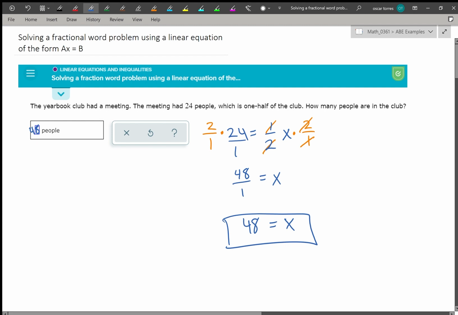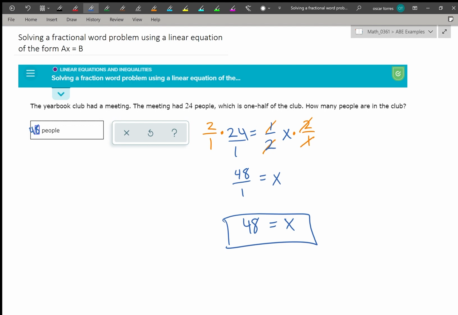So again, for the remaining problems, the word is always going to refer to an equal sign. And if they use the word of, that's telling us to multiply those two numbers.